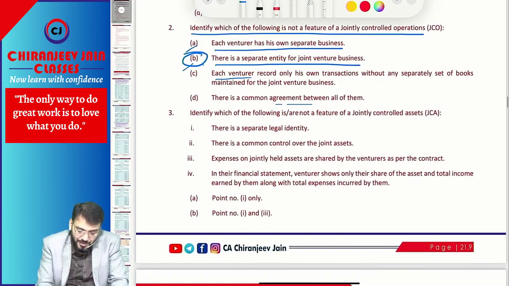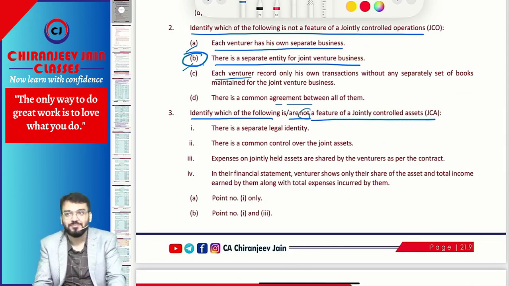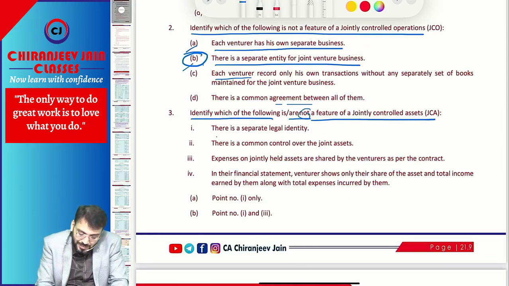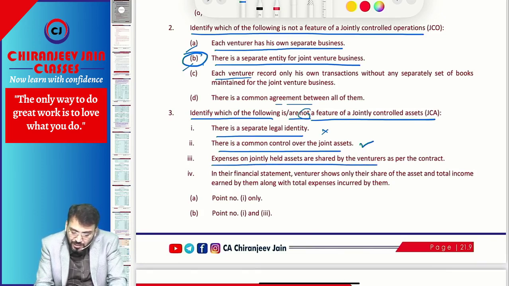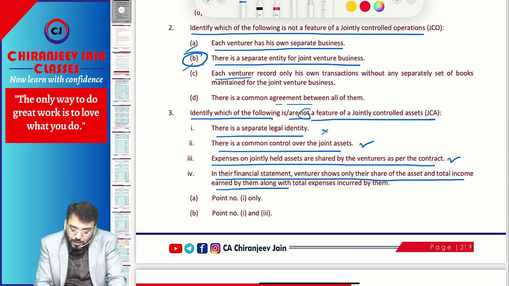Chale aage. Identify which of the following is not a feature of jointly controlled asset. Once again, not a feature. There is a separate legal identity. This is not. There is a common control over the joint asset. Yes. Expenses of jointly held asset are shared by the venturer as per the contract. Yes. In their financial statement, venturers show only their share of asset and the total of income earned by them along with the total expenses incurred by them.